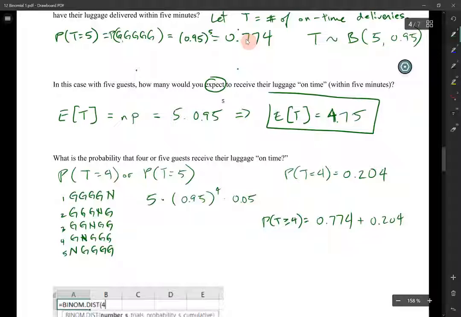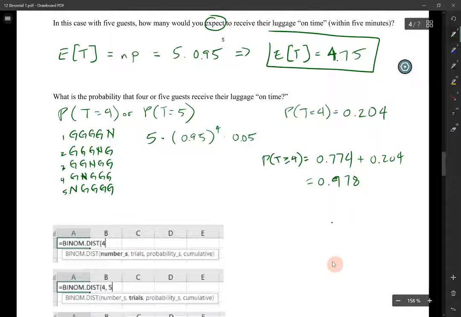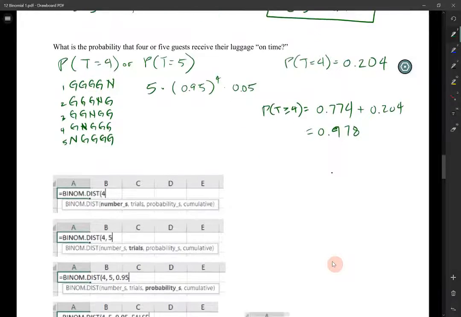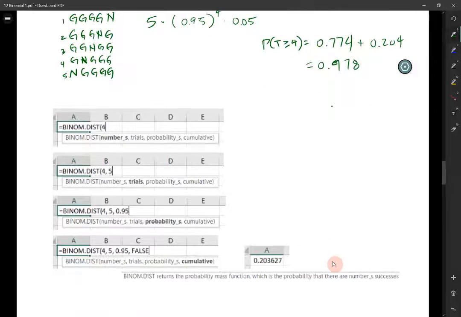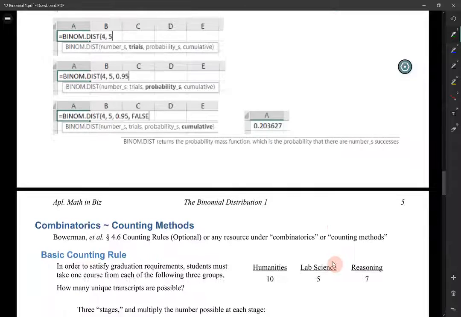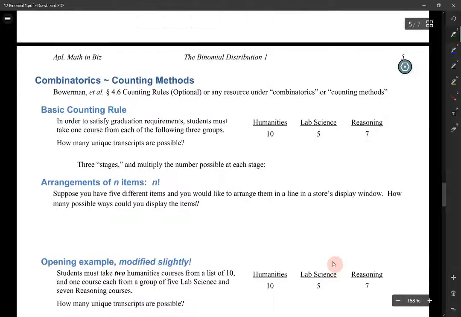So that's equal to 0.978. Okay, so you're really likely to have 4 or 5. And in fact, the mean is closer to 5, but really 4. So you've got a 97% chance that 4 or 5 are going to get their luggage on time. Okay, so that's a computation with the binomial distribution.